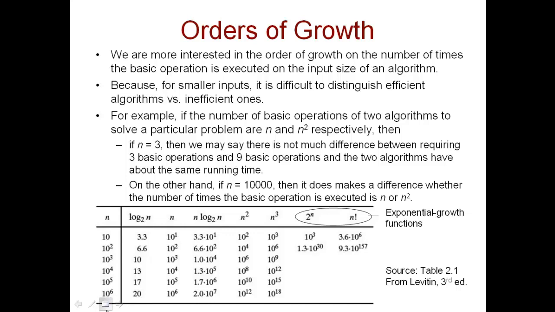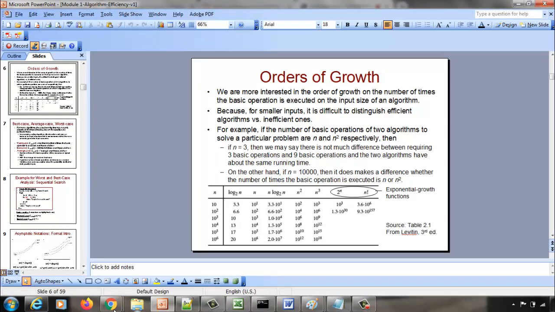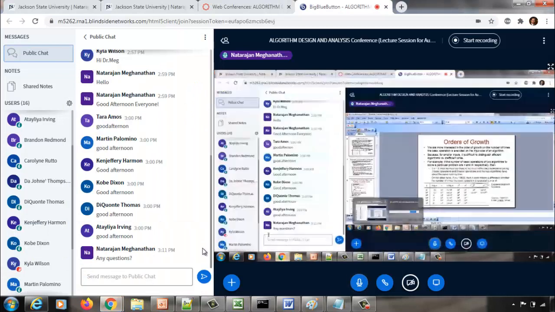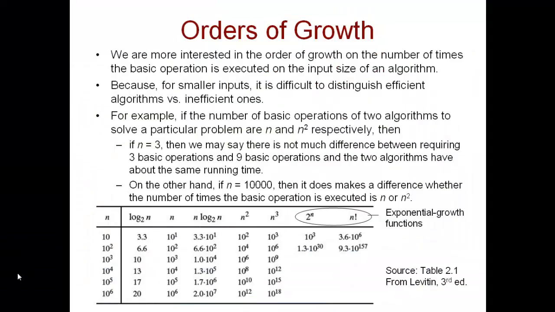So that means log n grows much slower than n. Okay. So log n is a very preferred time complexity for algorithms because it is much smaller compared to n.